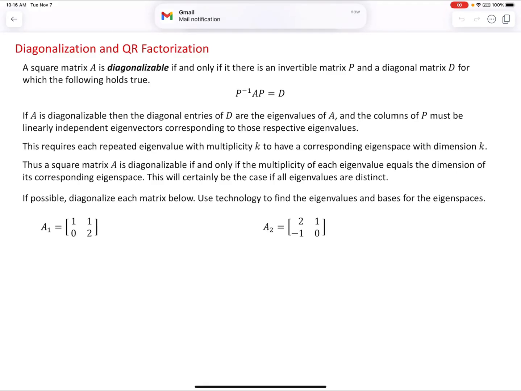Hello, linear algebra students. This video lesson is on two distinct topics, diagonalization and QR factorization. We'll begin with diagonalization. A square matrix A is diagonalizable if and only if there is an invertible matrix P and a diagonal matrix D for which the following holds true.